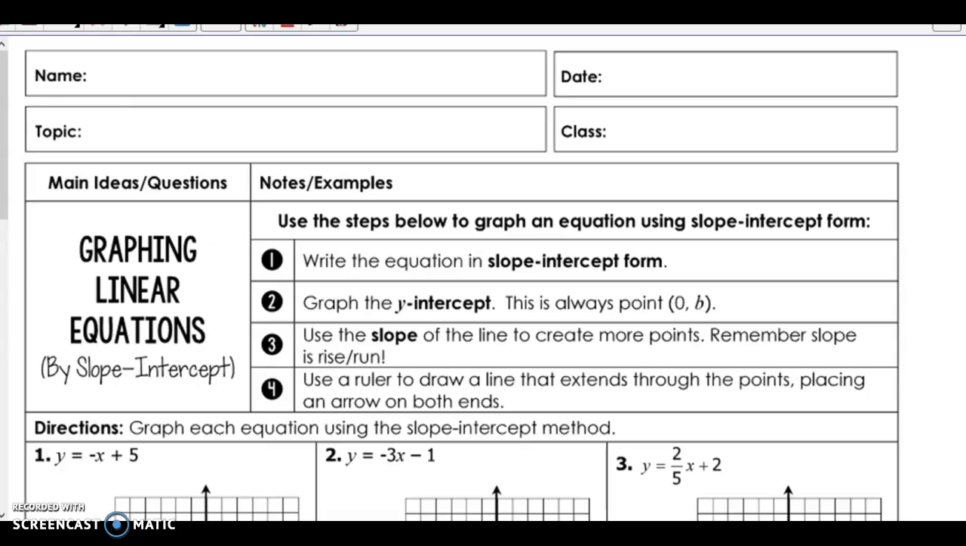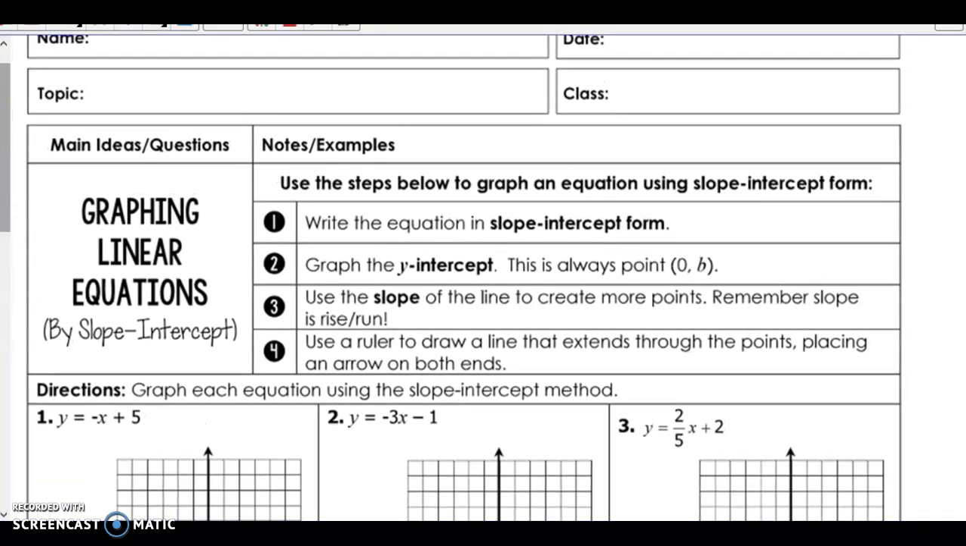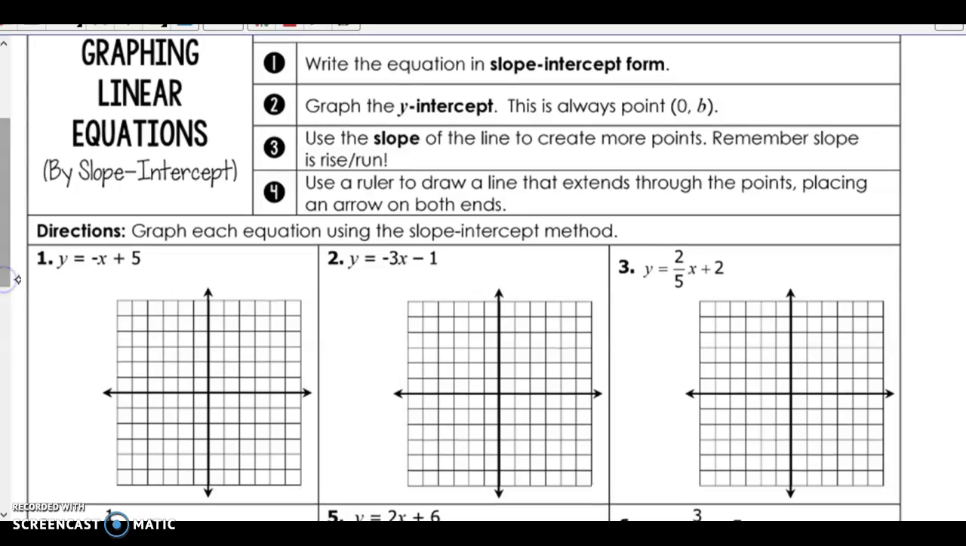Everybody, I just wanted to upload a video about how to graph linear equations when it's in slope-intercept form. So I'm going to go through and I'll do that for you.